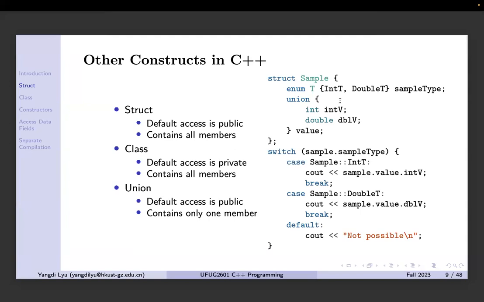While you are initializing it, you should specify which one it contains. You can use the sample type to specify, okay, for this value, it only contains int v, or it only contains double v. And as you can see, these can be nested within each other. A union can be nested within a struct. A struct can be nested in a class, and that class can be stored in a union. You can nest them together. And if you want to access the data inside, just use as many dots as you like: sample dot value dot int v. Int v is another member.